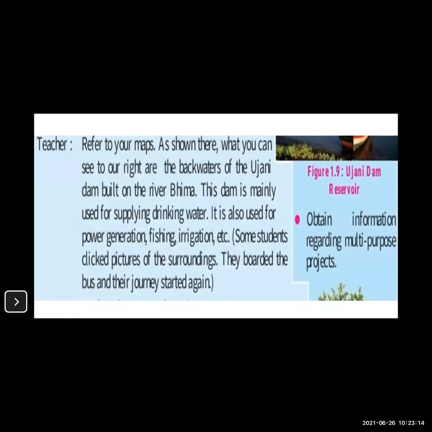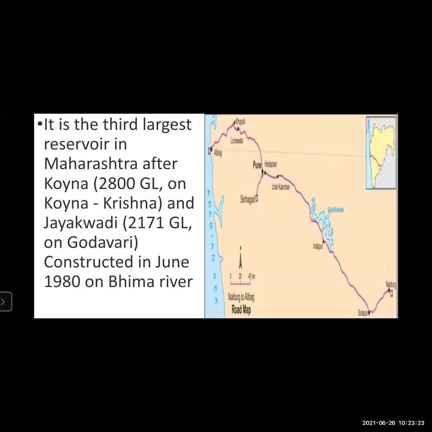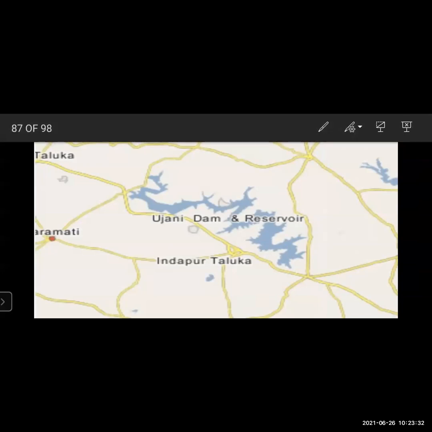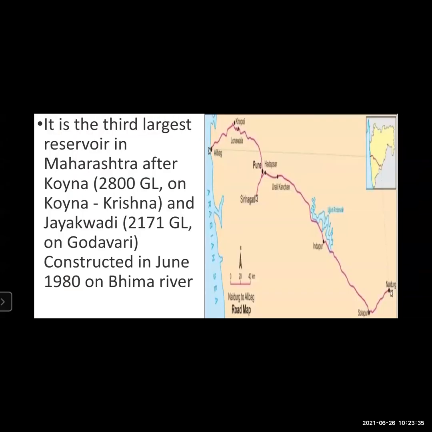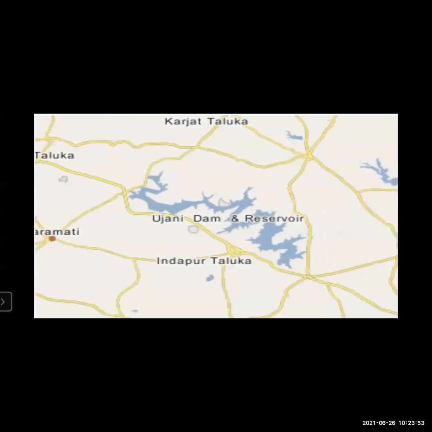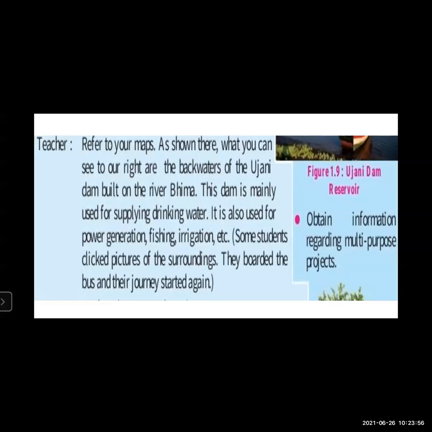Now the teacher is saying something to the students. Now the teacher has asked students to refer to the map. See, I have shown you the map here. This map is given in your textbook. And this I have shown you, an extra map. So the teacher has asked the students to see this map. Students, mute your mic. So this is the map in your textbook. Teacher: refer to your maps as shown there.